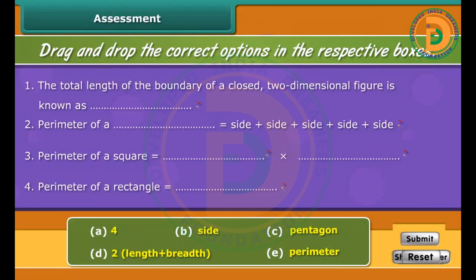It is time to check your understanding. Drag and drop the correct options in the respective boxes.